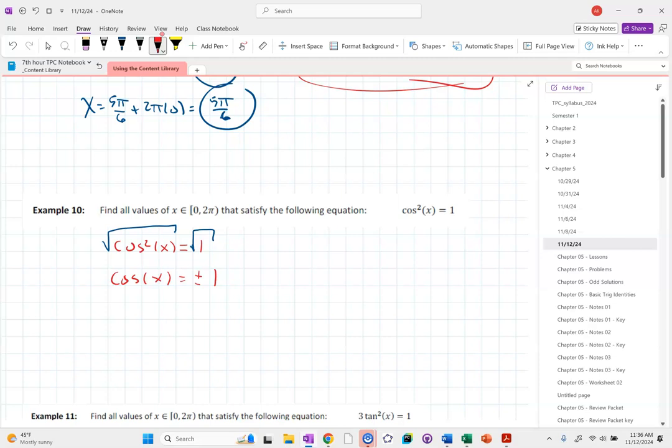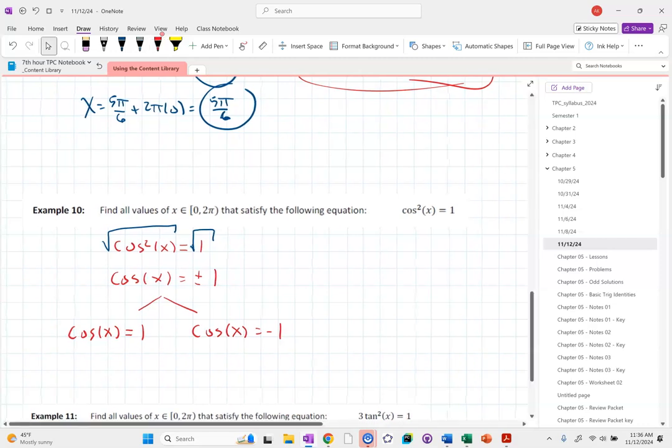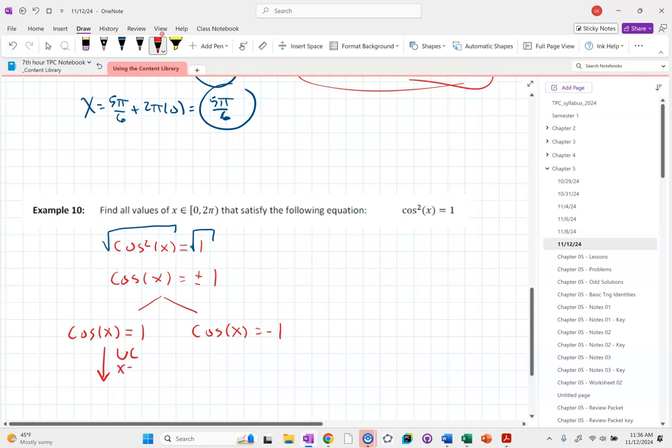So when I see a plus or minus, what do I do with that? Well, I'm going to break it into two equations, right? That says that cosine x could equal 1 or cosine x could equal -1. Now that I have the trig function all by itself, I can go to the unit circle and look for where x is equal to 1.